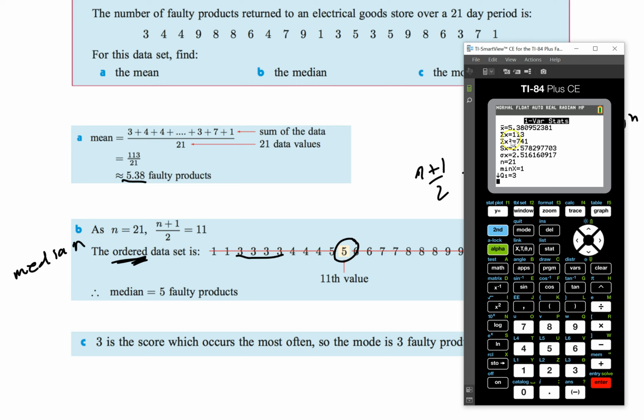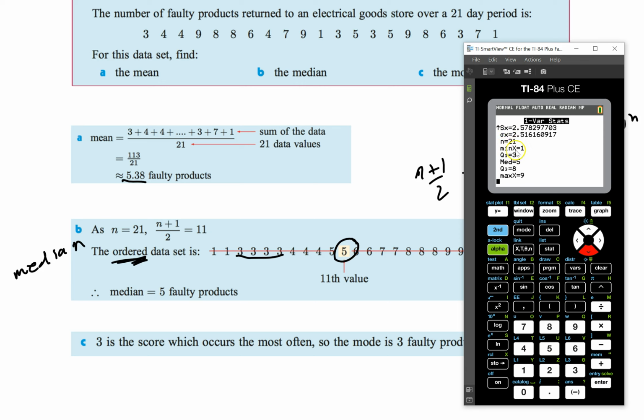So a couple things right there. That's your mean. So 5.38, just like we got over here. That just means the sum of all your values. So if you add up all those numbers, you get 113. If you sum them squared, that's to do with the standard deviation, which we haven't talked about yet. You get 741. That doesn't matter, right? So we don't really care about that right there. And then those have to do with standard deviation. We'll talk about that in a second. And it's 21. That means that's how many total numbers we have.